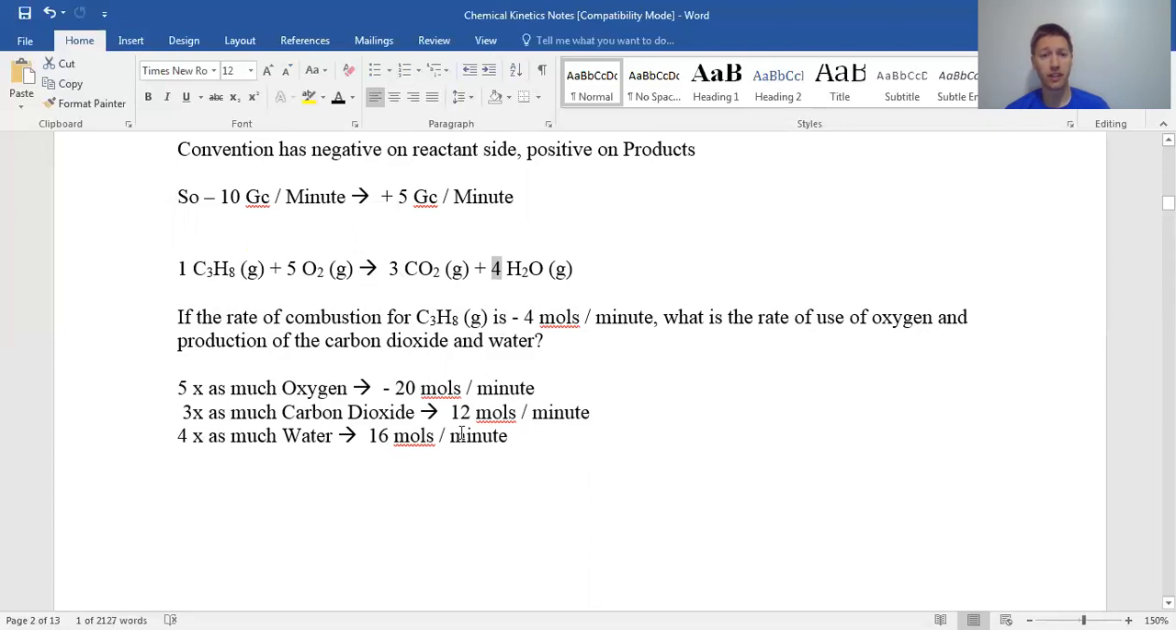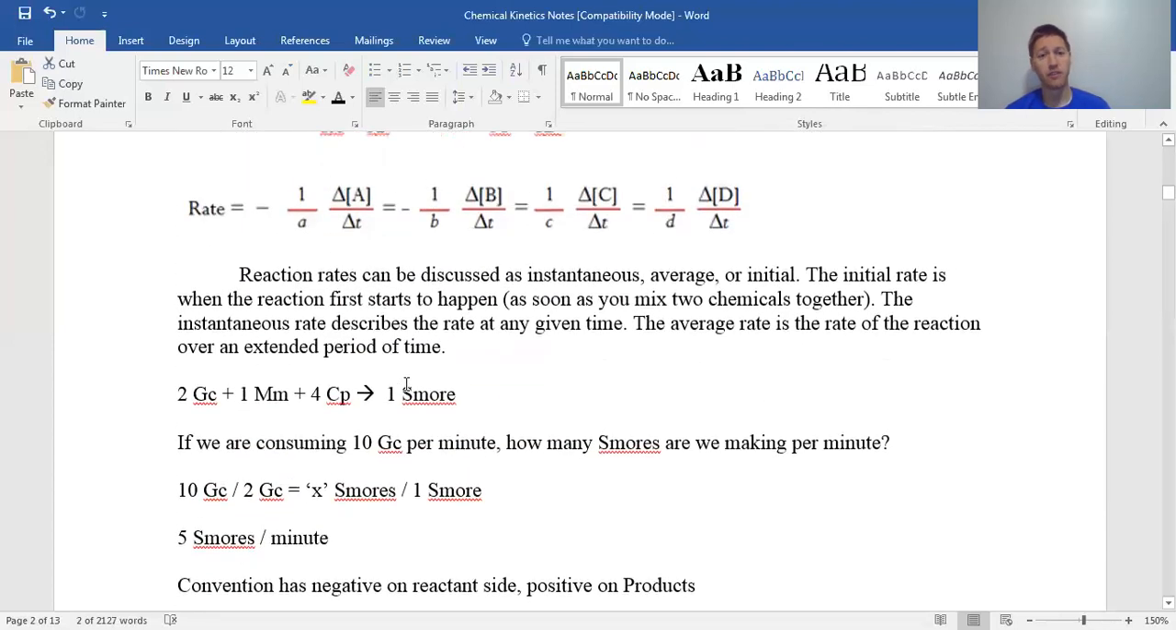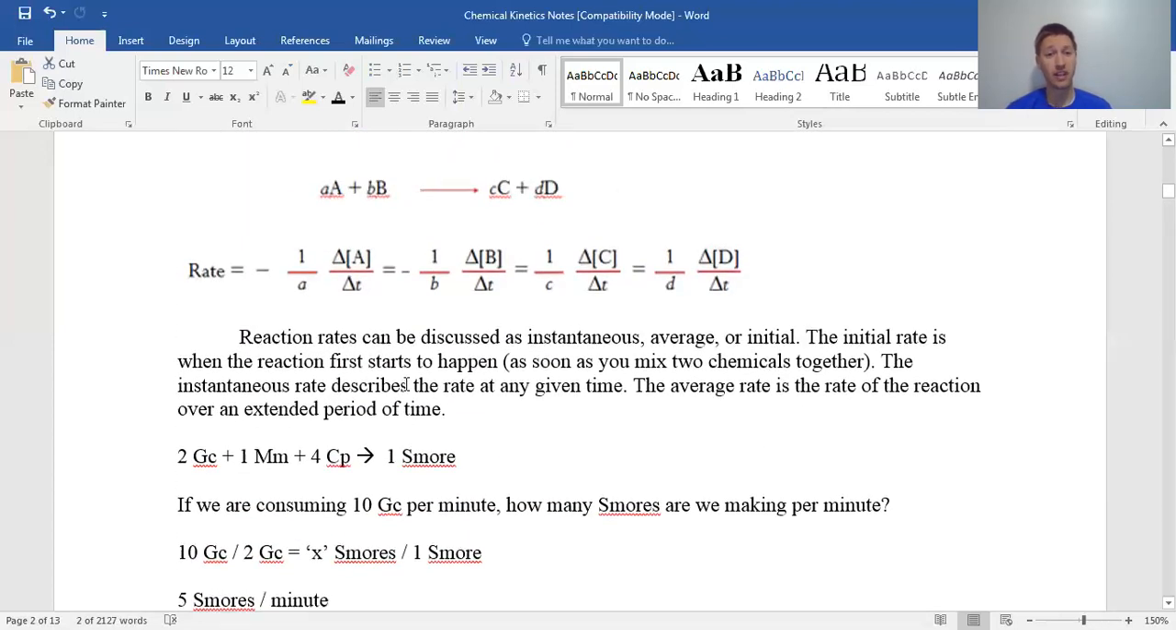So 4 times the -4, but making it positive because it's a product. So this is the general idea for doing stoichiometry when it comes to reaction rates. Again, why is it important? Because usually you just keep track of one thing and then you know the rate of everything else. If you can't keep track of something else's rate, you just keep track of the big thing.